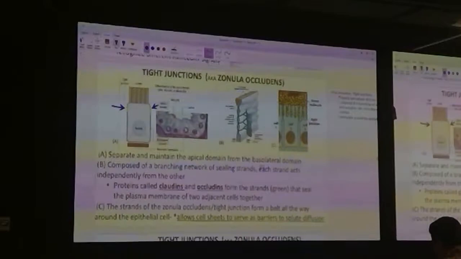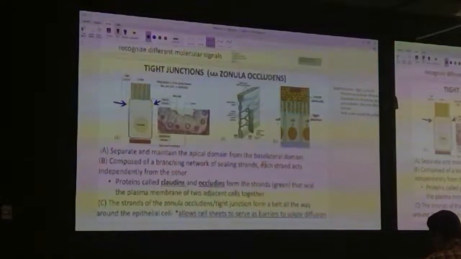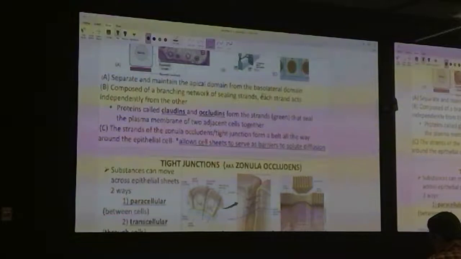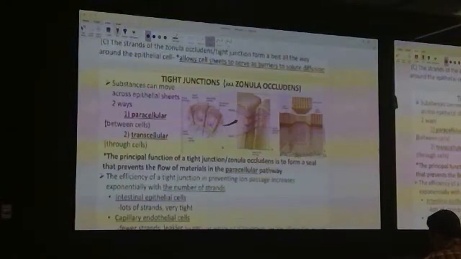So for tight junctions, you just need to know that they prevent water or solids from flowing through them. And the proteins are called claudins and occludins. Okay, paracellular is between cells, transcellular is through the cells. That's straightforward.